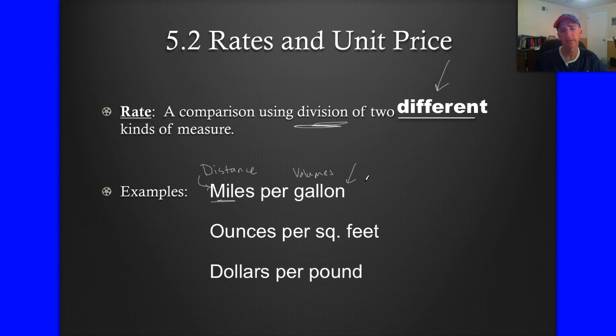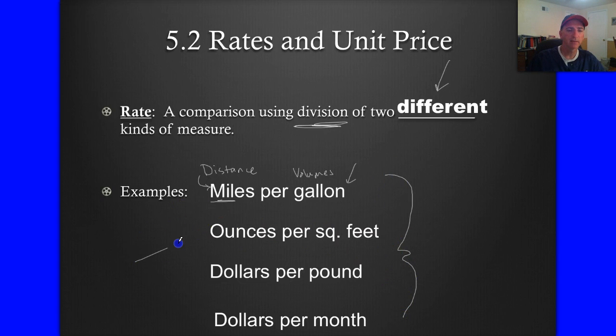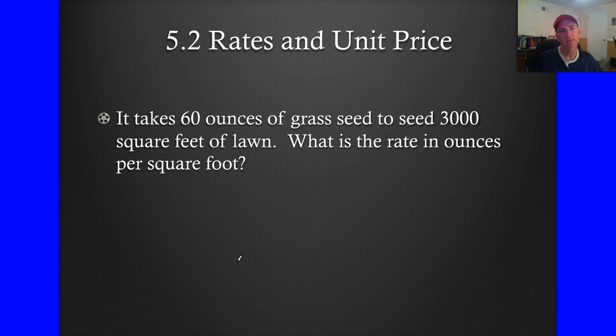Dollars per pound, clearly different measures there, right? One's currency and then one is, again, a measure of weight or mass. And then dollars per month, again, two different measures. So those are rates when those measures are different types. And we've experienced them in our life, so we understand what it is they're trying to tell us, probably. So well, let's look at this question.